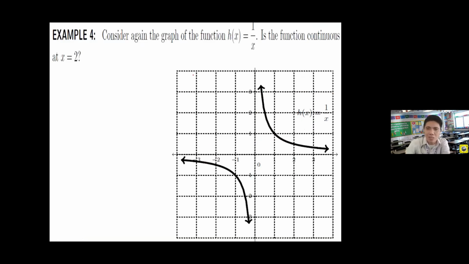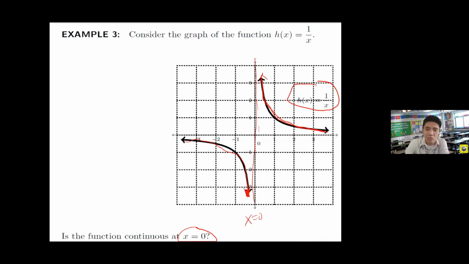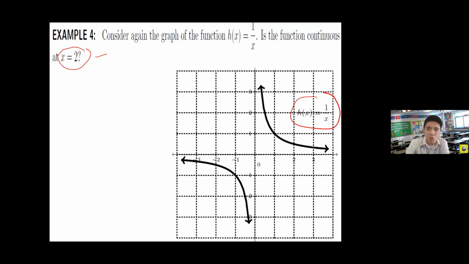Next, what about the same function, h of x equals 1 over x, but the question is, is it continuous at x equals 2? Earlier it was x equals 0, and we learned that it is not continuous at x equals 0. But what about x equals 2? This time it is a different vertical line that we consider, the line x equals 2.